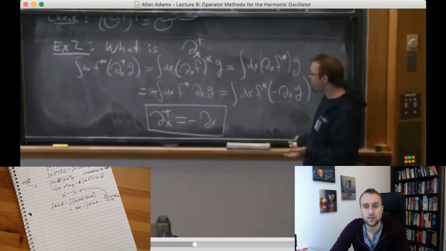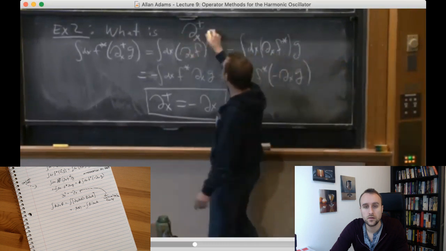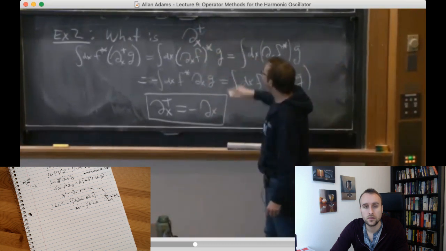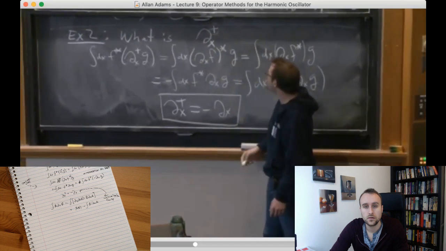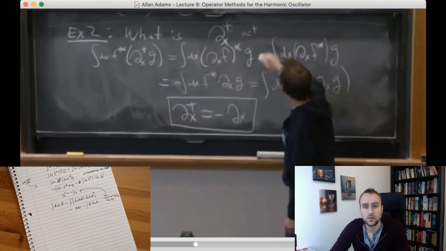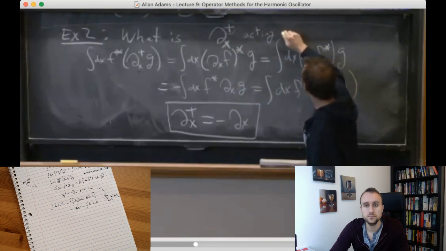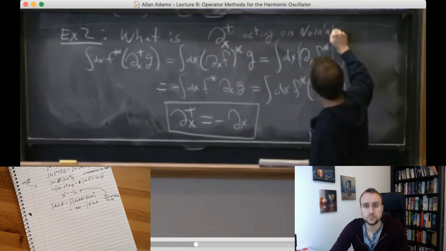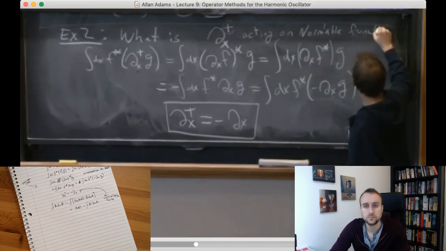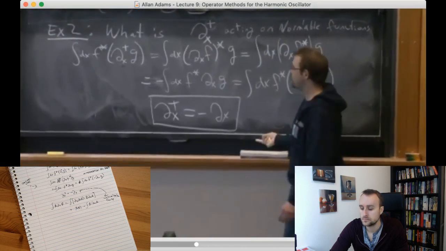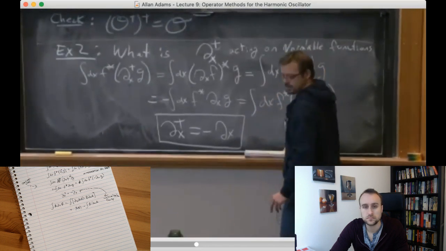However, you've got to be careful in making these sorts of arguments and realize that when I ask you what is the adjoint of this operator, I need to say something more precise. I need to say what's the adjoint of the derivative when this operator is understood as acting on some particular set of functions, acting on normalizable functions. Good. So anyway, leave that aside as something to ponder.